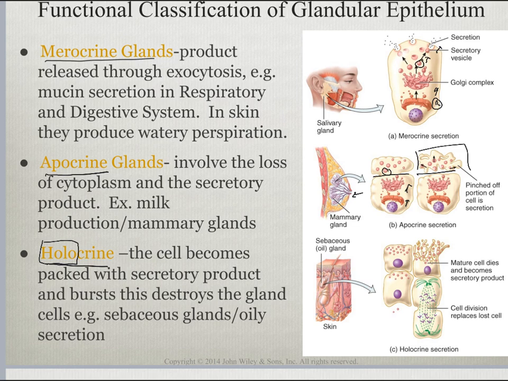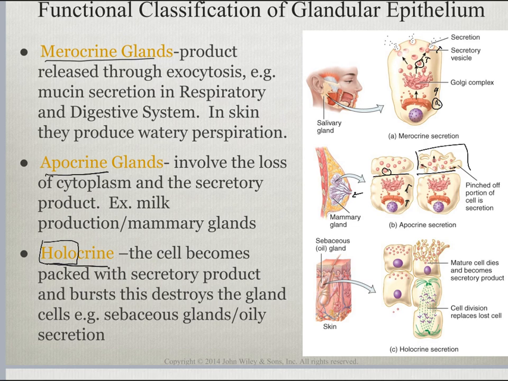Where do we see this? Sebaceous glands, or oily secretions, which is why when you wash your hair and you strip all the oil out of that follicle, it takes time to make and re-oil that hair.